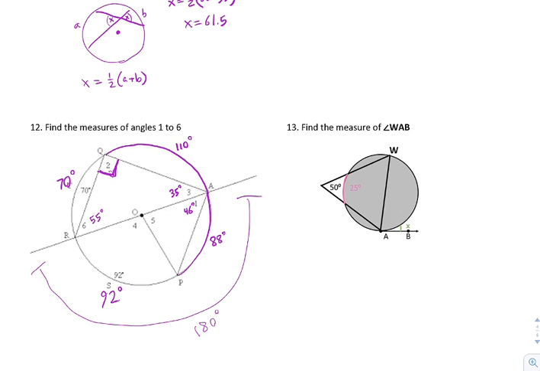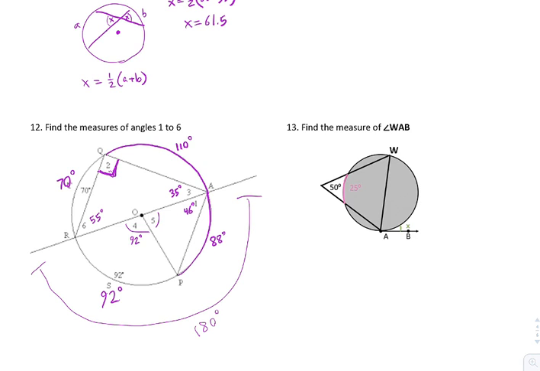Let's see, what else do we have? Oh, angle 4 and angle 5, we don't need anything tricky for that. That's just the central angle, right? From the center, out of that 360 degrees, 92 of the degrees are this portion of the circle. So the central angle is equal to the measure of the arc.